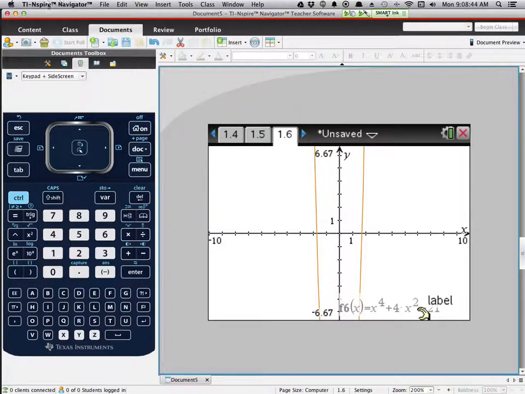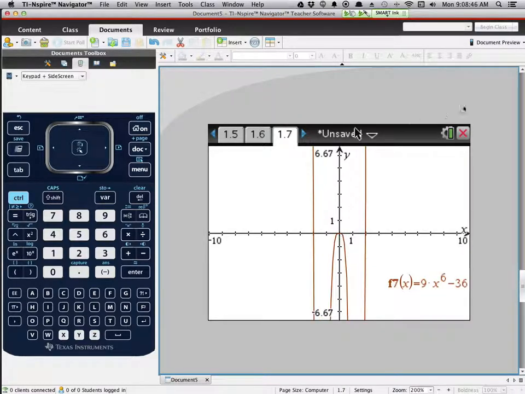So let's check that. Here it is. Both ends are going up. We touch at -2, 0, and 2. Notice what's happening at 0. What is happening at 0?